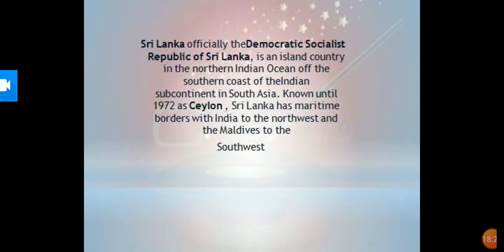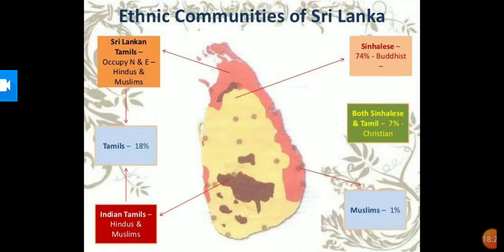Sri Lanka has maritime borders with India to the northwest and Maldives to the southwest. So we are going to see the ethnic communities of Sri Lanka, how they are actually arranged. Sri Lanka has a diverse population. The major social groups are Sinhala speakers, 74% of the people you can see here.